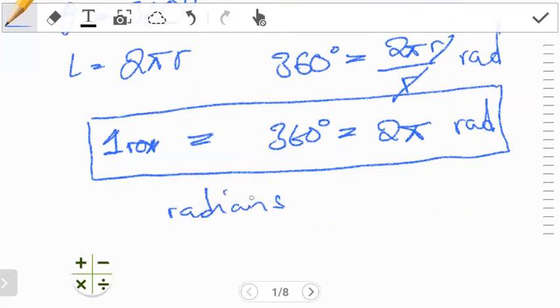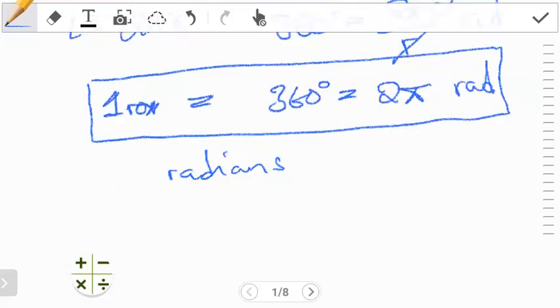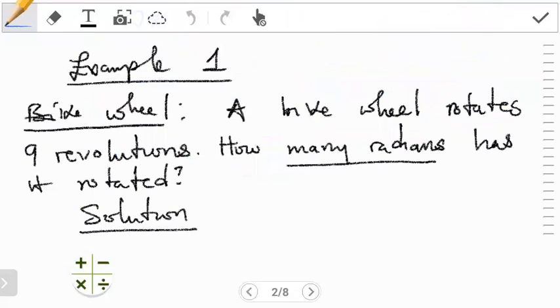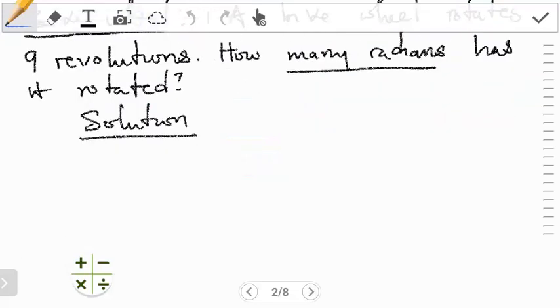Okay. Now let's look at a simple example just to see what this means. In this example, we're talking about a bike wheel that rotates 9 revolutions. And then the question is, how many radians is this? So we want to convert 9 revolutions into rad. Having looked at the conversion factor, since it's revolutions going into radians, I'm going to use this part: 1 rev is equivalent to 2 pi rad. Okay, so this is what I'm going to use. So here I'm just going to multiply.